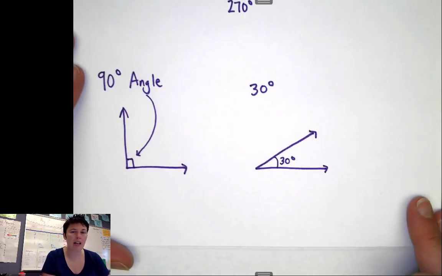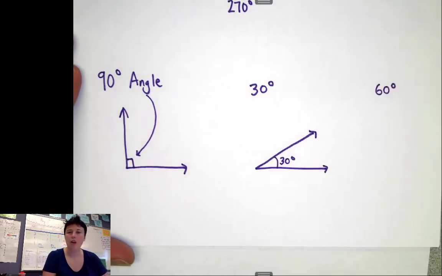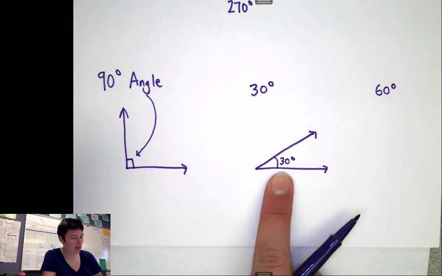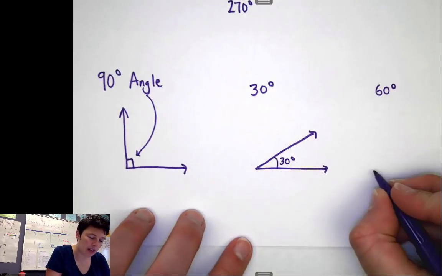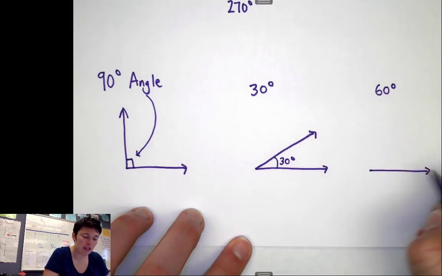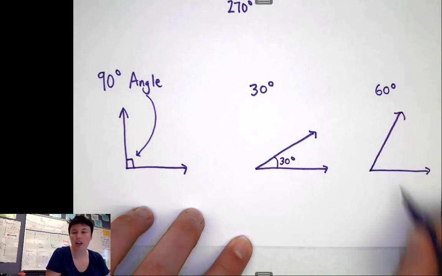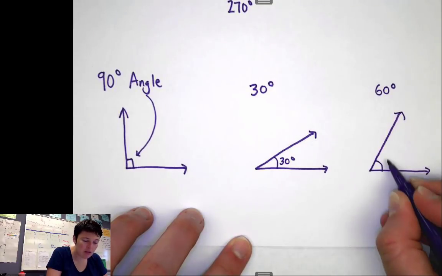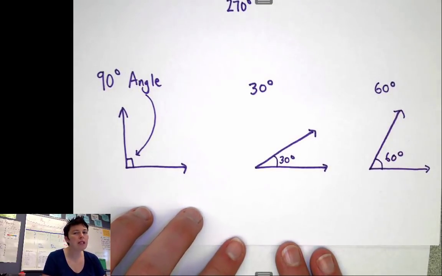Let's say I had an angle that was 60 degrees. Well, that's bigger than 30, but less than 90, so it's somewhere in the middle of these two. So again, here's my flat line. 60 degrees is probably more like this, where the angle corner right here measures 60 degrees. So there's lots of different types of angles.